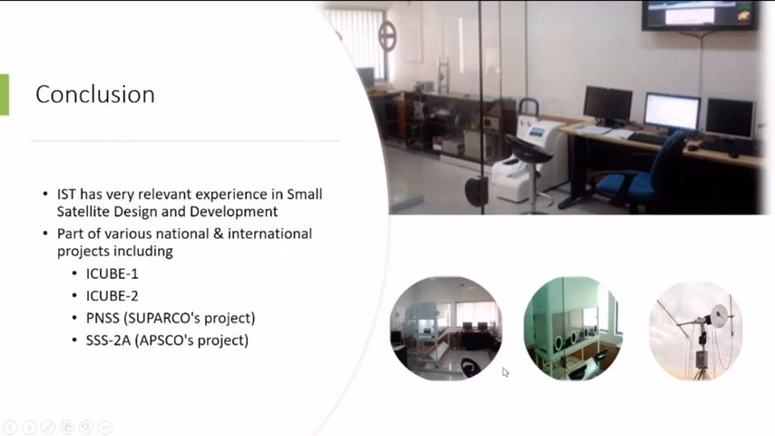So, listening to Dr. Rehan and Dr. Rizwan, it has become very apparent that IST has very relevant and very mature experience in small satellite design and development. We have been part of various national and international projects that include ICUBE-1, which was the first satellite that was launched back in 2013. Then we have worked on ICUBE-2.